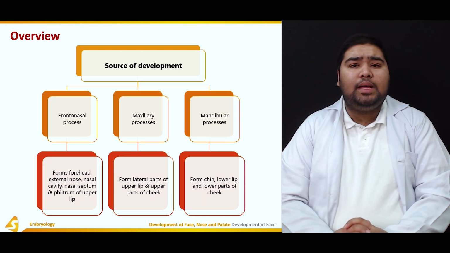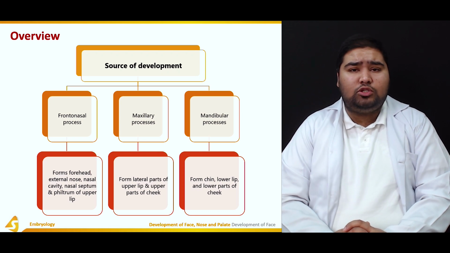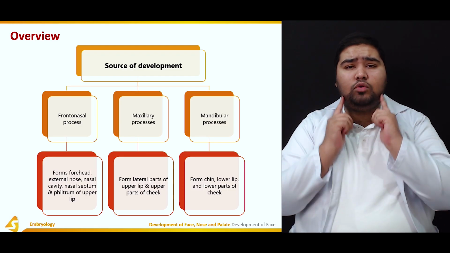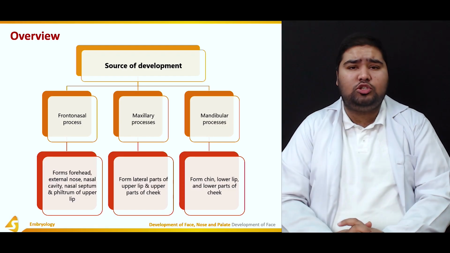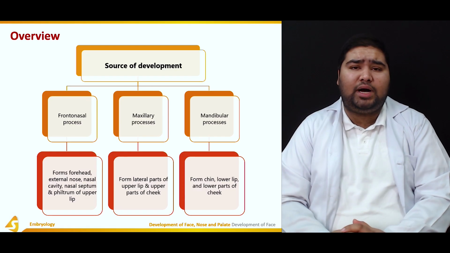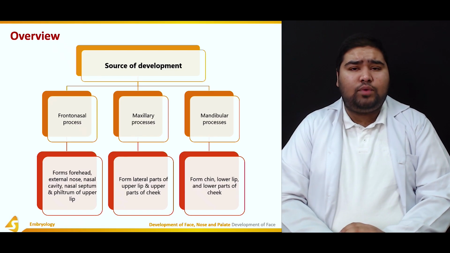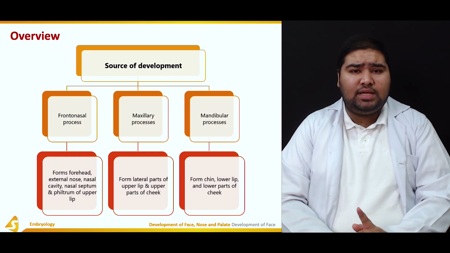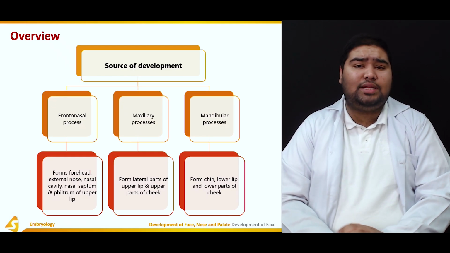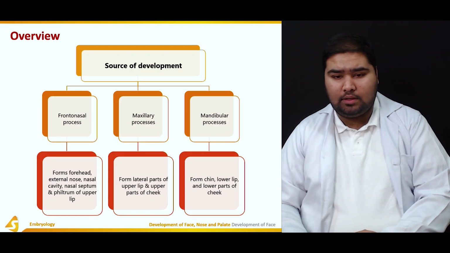And finally, the mandibular swellings. These are also paired, and they lie in the area of the lower jaw, and help in the formation of the lower part of the face. These are the mandibular swellings. So 5 swellings in total: 1 frontonasal swelling, 2 maxillary swellings, and 2 mandibular swellings.